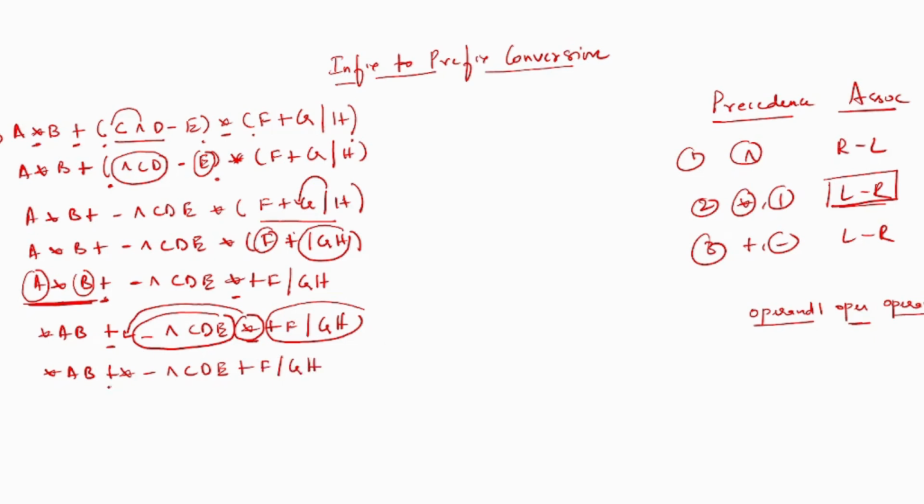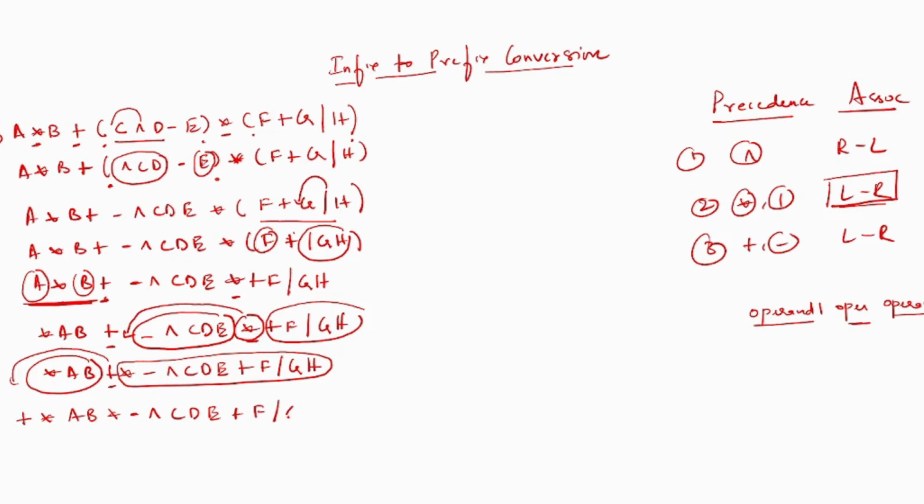Now the only operator left is plus. This would be operand 1, and this whole thing would be operand 2. So I will put plus here: plus star ab star minus to the power c d e plus f by g h is your prefix expression for this infix expression.